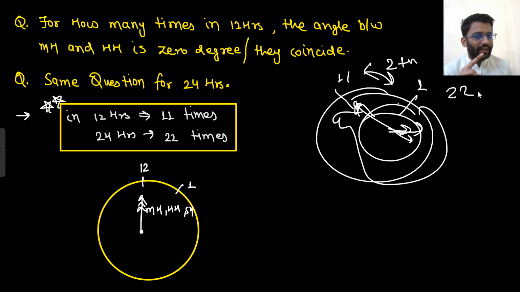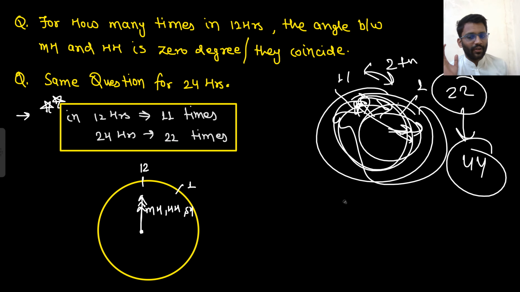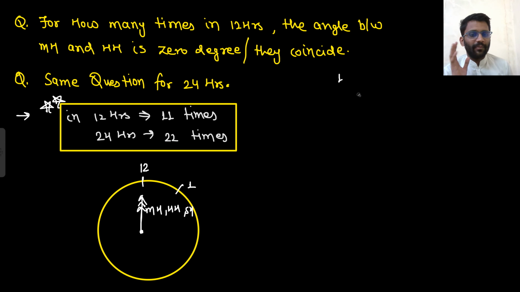So basically 22, and in 24 hours what would happen? One circle and one more circle. So double of 22, that would be 44. Got my point? So I hope you have understood the complete concept in this 45 minutes. There can be no other questions from the clock. This is what they can ask.